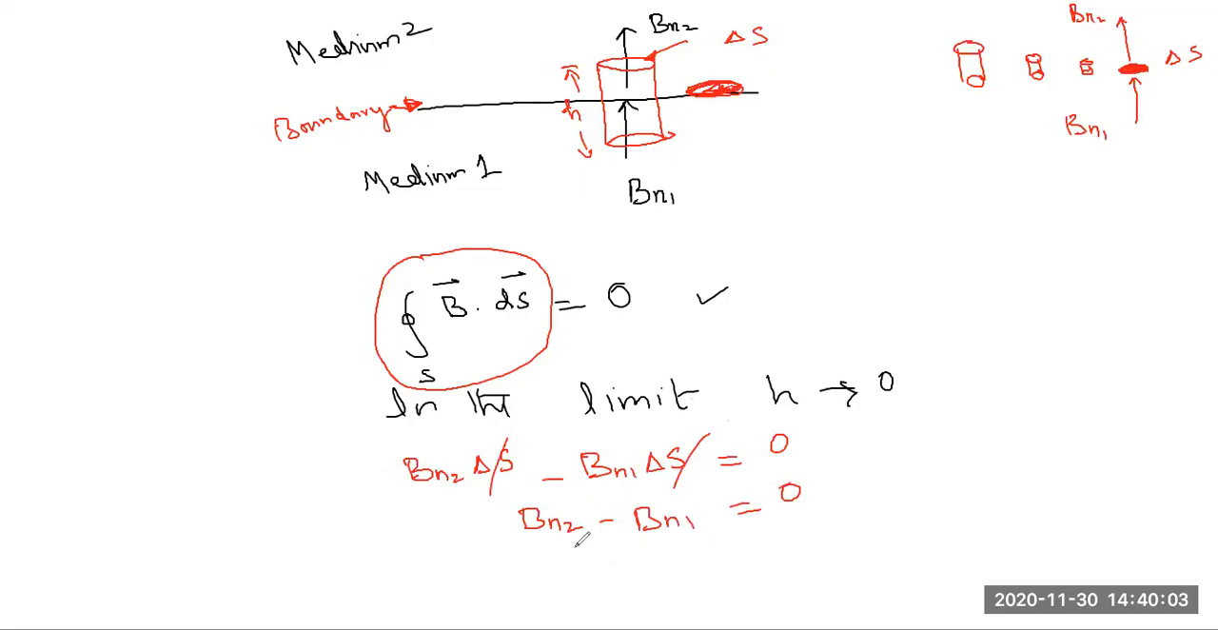And again, I can write this equation in vector form. So I will say unit vector n dot product with B2. Unit vector n dot product with B2 is going to give you the normal component, which is this one. Similarly, unit vector n dot product with B1, and this is equal to 0. Now this equation is our second boundary condition.